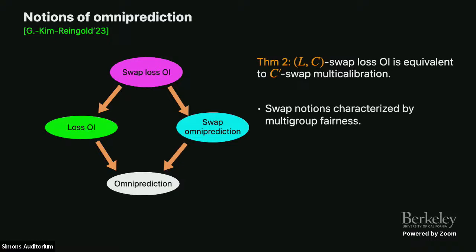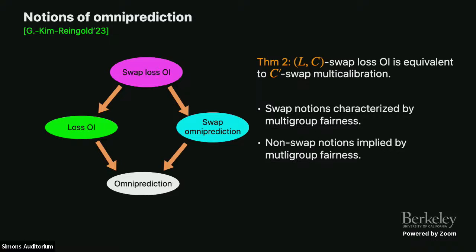What this picture tells us is that swap notions of omniprediction are very tightly characterized by multigroup fairness notions. So if you wanted to know whether there is an inherent connection between multigroup fairness and omniprediction, the answer is definitely yes for the swap notions.